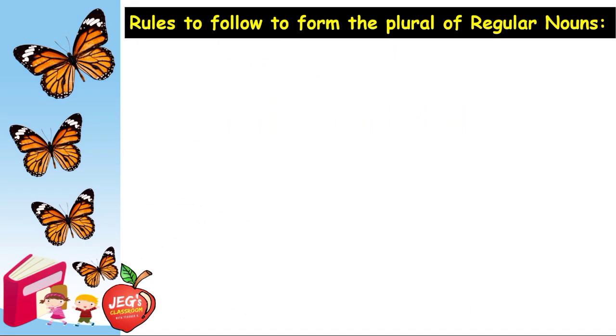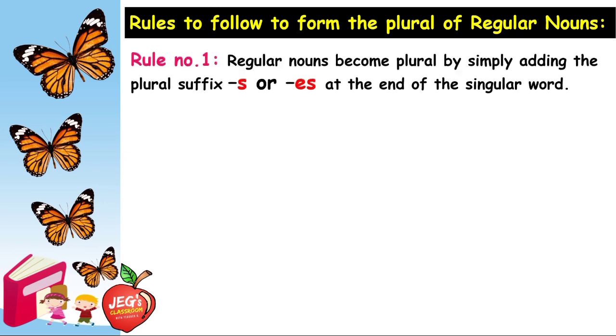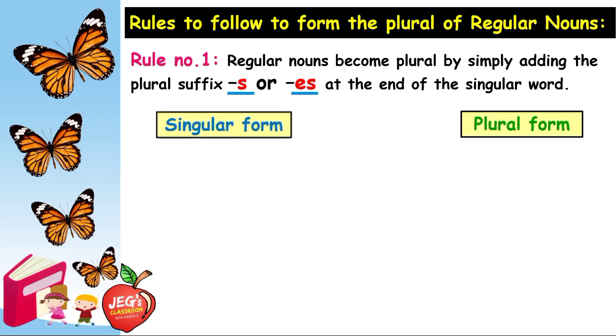There are simple rules to follow in order to form the plural of regular nouns. It is important that you know these rules to properly transform a singular noun into plural form. Let's start with rule number 1. Regular nouns become plural by simply adding the plural suffix s or es at the end of the singular word. Let's look at the following examples.